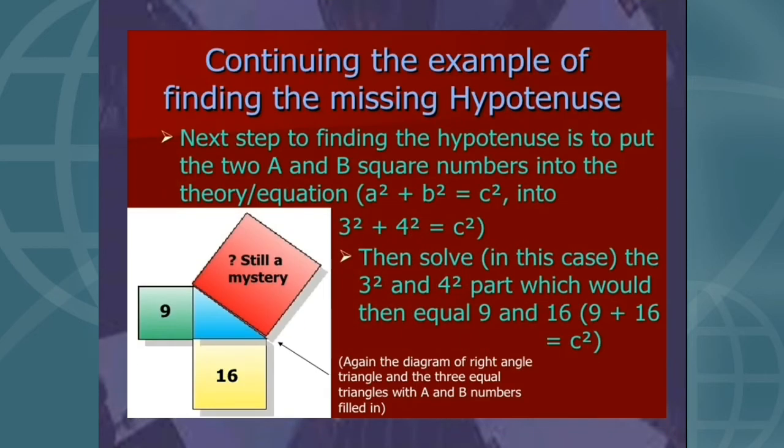Continuing the example of finding the missing hypotenuse, the next step is to put the two a and b square numbers into the equation. So we have a squared plus b squared is equal to c squared, so 3 squared plus 4 squared is equal to c squared. So it's still the same example from earlier. As we see on the left side, the right triangle. Then we solve the 3 squared and 4 squared part, which would equal 9 and 16. So 9 plus 16 is equal to c squared.